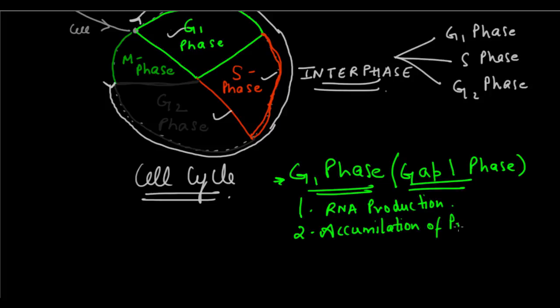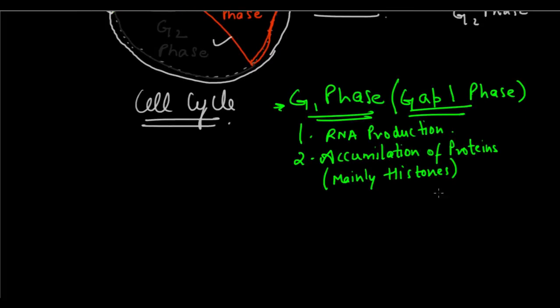Then we have accumulation of proteins. So there's protein accumulation and mainly histone proteins, that is the histones. I've discussed histones in the previous video on cell division. They are the proteins in which the DNA is bound together into molecules. So that is called the histone proteins. So it basically helps in a kind of genetic material production. So histones and RNA production.